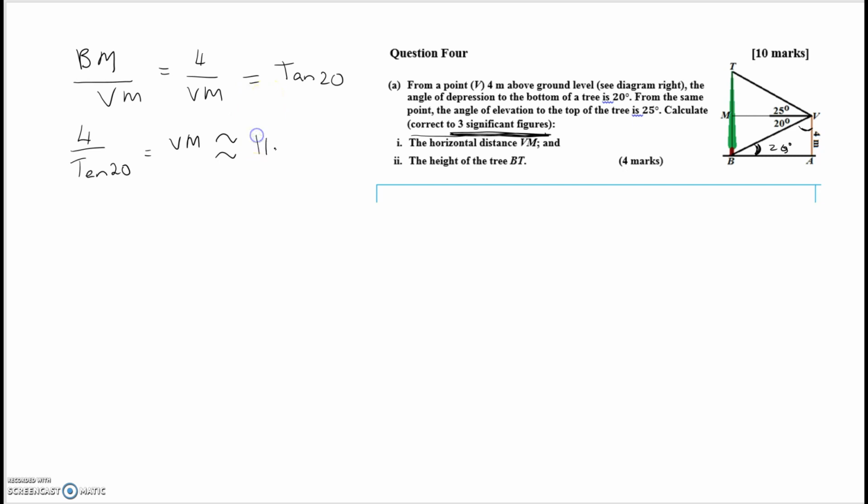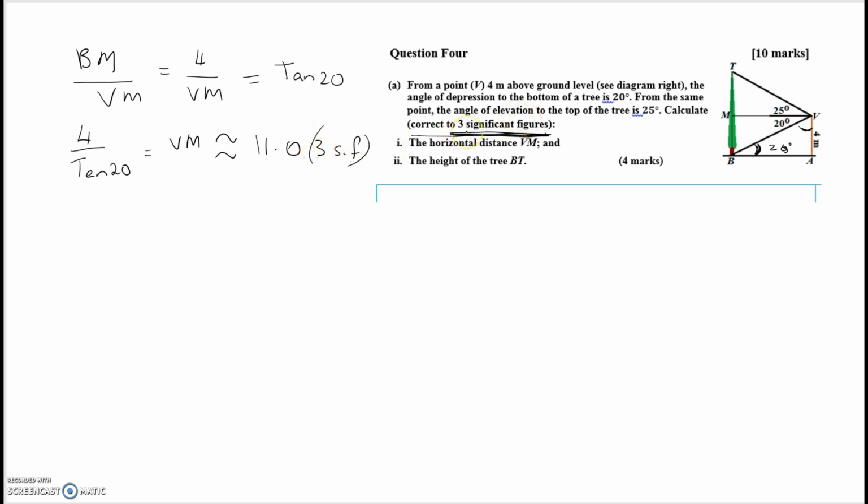If we look at the diagram, we can see that BM over VM is equal to 4 over VM, just by filling in the information that we've got. And this angle in here is going to be 20 degrees. You just know that from school. So that's then going to be 4 over VM is going to be tan of 20. And if we rearrange that, 4 over tan 20 is equal to VM. Now that's then going to be approximately equal to 11 to 3 significant figures.